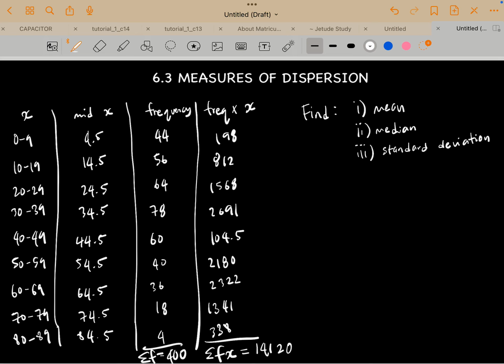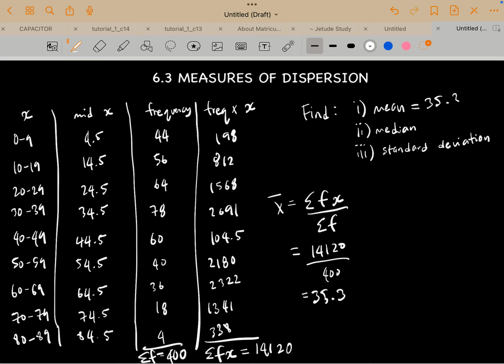Alright. So let's find the mean. Mean again is this divided by this. We know that's 14120 divided by 400. So that's 35.3.